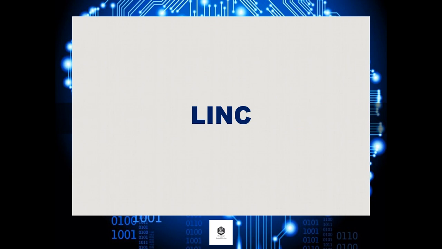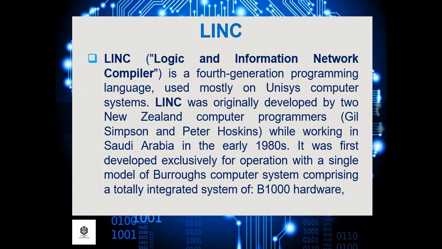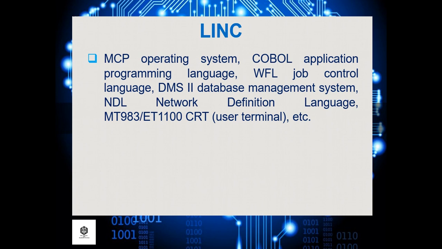LINC. LINC, or Logic and Information Network Compiler, is a fourth-generation programming language used mostly on Unix computer systems. LINC was originally developed by two New Zealand computer programmers, Hill Simpson and Peter Haskins, while working in Saudi Arabia in the early 1980s. It was first developed exclusively for operation with a single model of Burroughs computer system comprising a total integrated system of B1000 hardware, MCP operating system, COBOL application programming language, WFL job control language, DMS2 database management system, NDL network definition language, MT983-ET1100 CRT for user terminal, and so on.